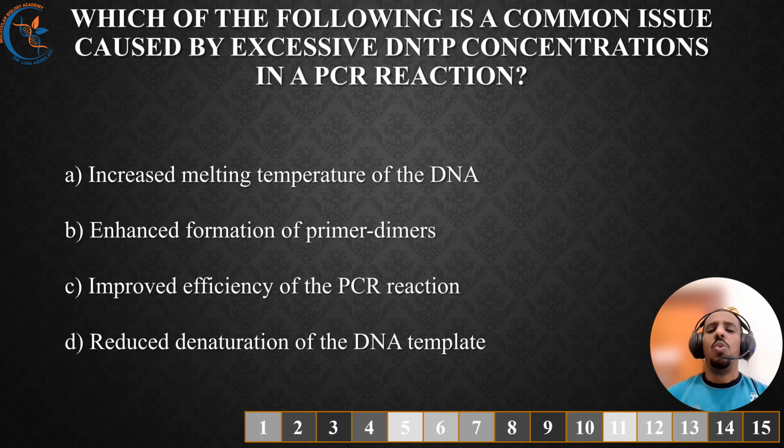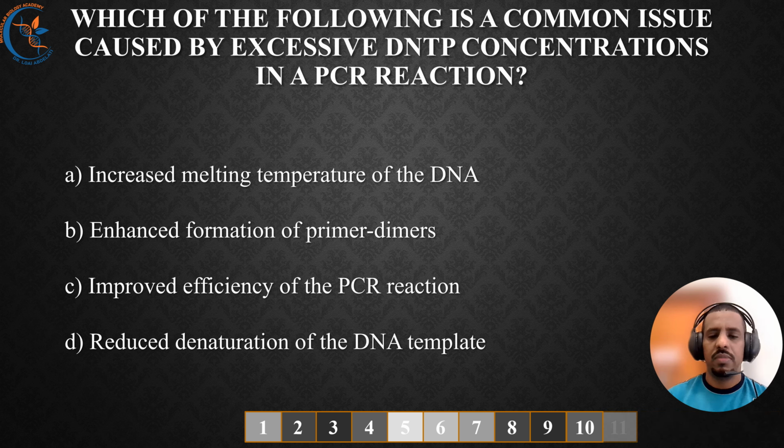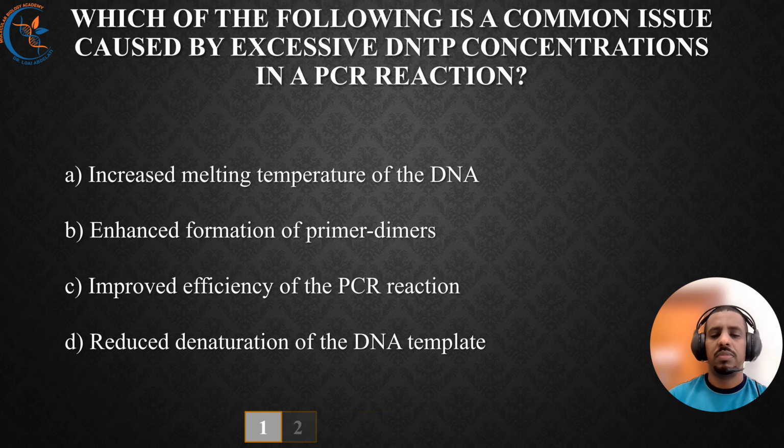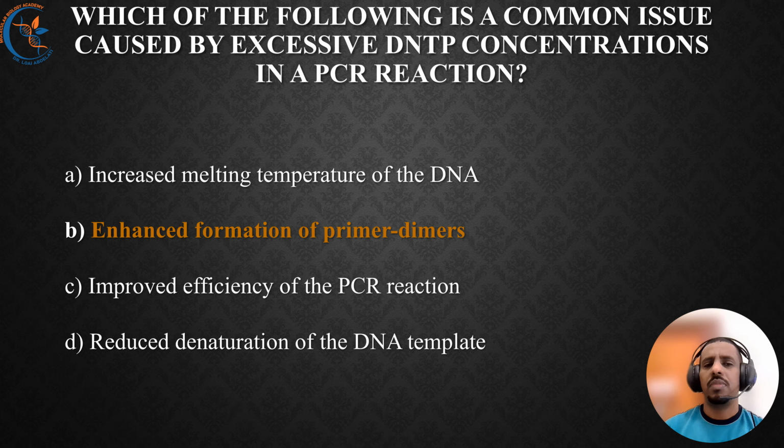Okay, the next question here. Which of the following is the common issue caused by excessive dNTP concentration in a PCR reaction? The correct answer is enhanced formation of primer dimers. Actually, excessive dNTP concentration can lead to formation of primer dimers, which are non-specific products formed when primers anneal to each other instead of target DNA. Okay?